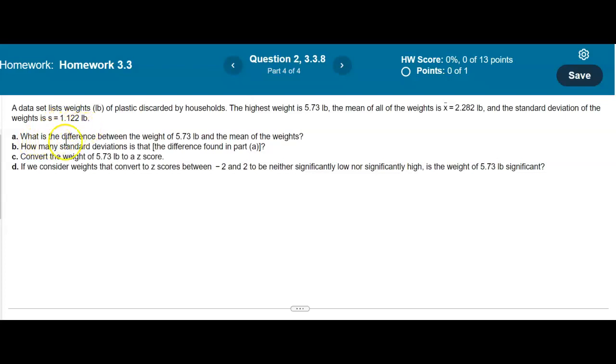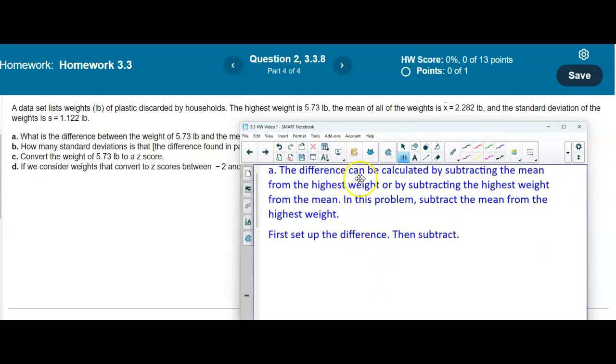For part A, it says, what is the difference between the weight of 5.73 pounds and the mean of the weight? So the difference can be calculated by subtracting the mean from the highest weight or subtracting the highest weight from the mean. In this problem, we're going to subtract the mean from the highest weight. In this case, we're going to first set up the difference and then subtract.